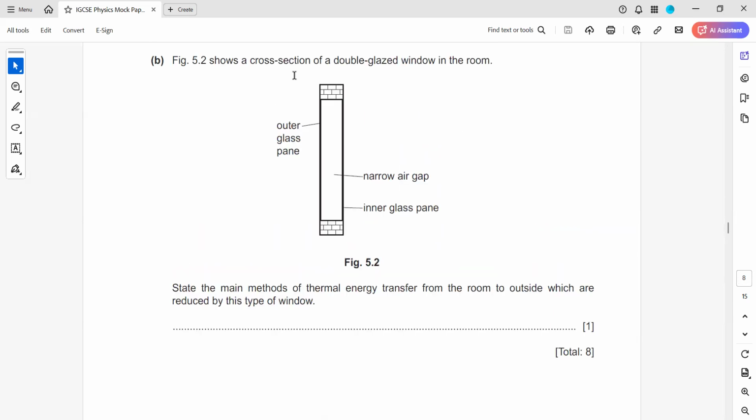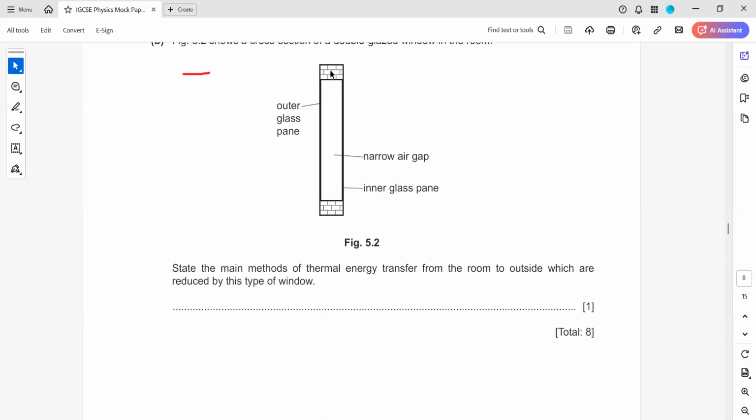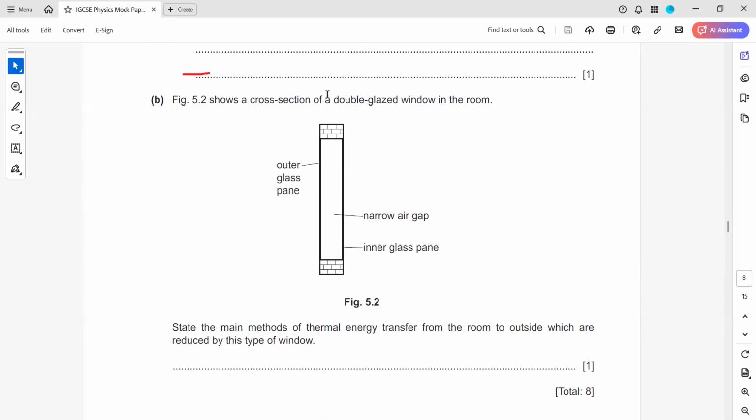In the second figure, 5.2 shows a cross-section area of a double glazed window in the room. As you can see, a narrow air gap is there. For this third part, it's energy loss to the surroundings or particles of air moving out from the room. You can mention any one of them for the third part.